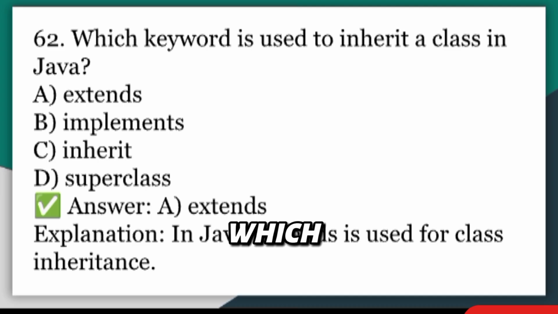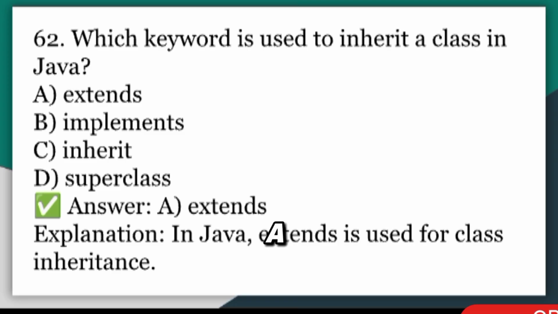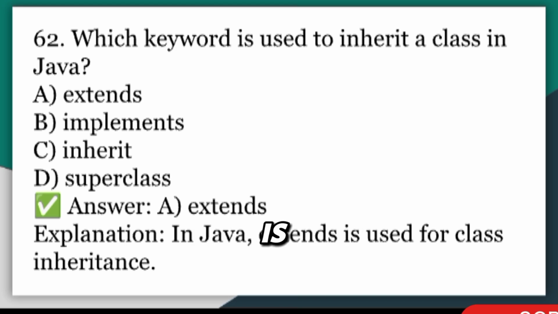Question number 62. Which keyword is used to inherit a class in Java? So the right option is A. Extends. Here's the explanation. In Java, extends is used for class inheritance. In Java, the keyword extends is used when one class inherits another class. This establishes an is-a relationship between the parent and child, meaning superclass and subclass, and that keyword is extends.